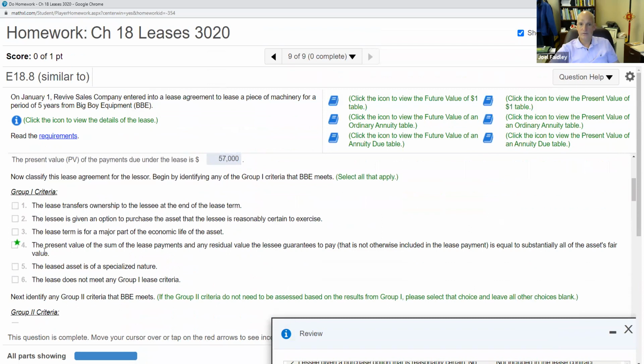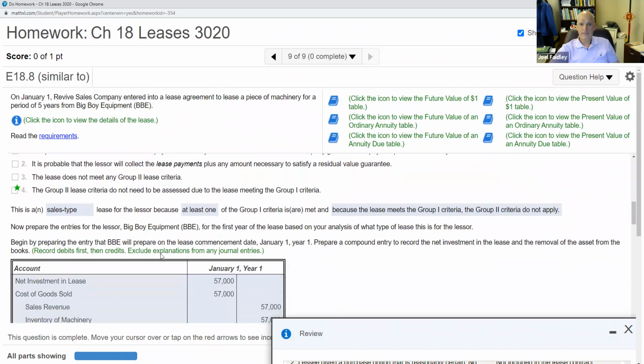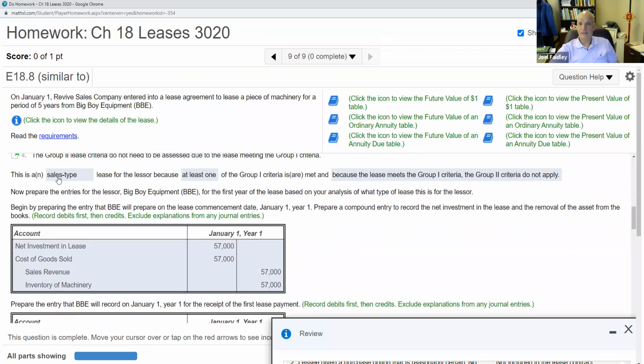Plug that in. There's what we just looked at in the solution. Group 2 lease criteria do not need to be assessed due to the lease meeting the Group 1 criteria. But this is a sales type lease, not a direct financing lease for the lessor.